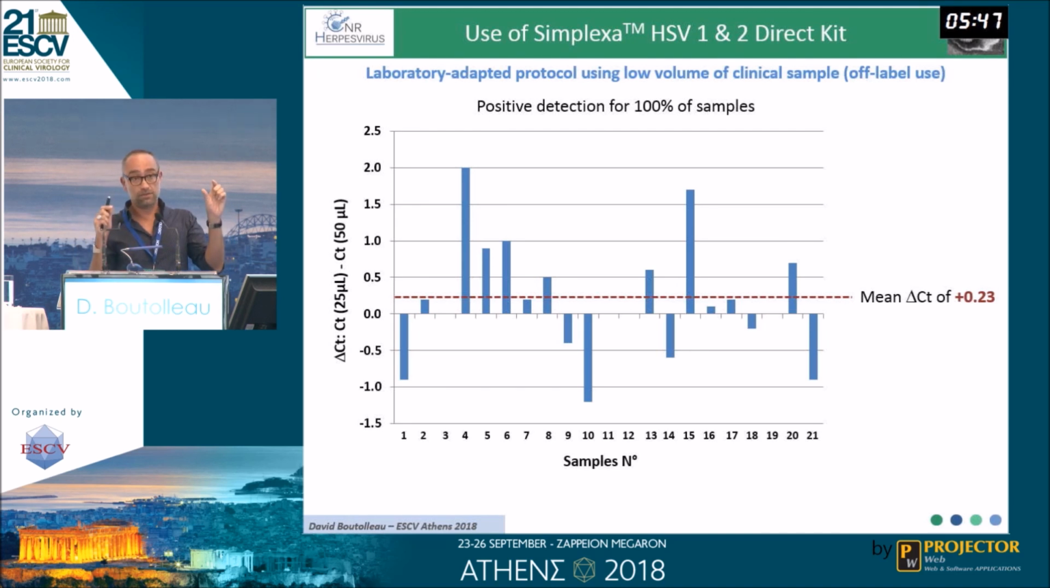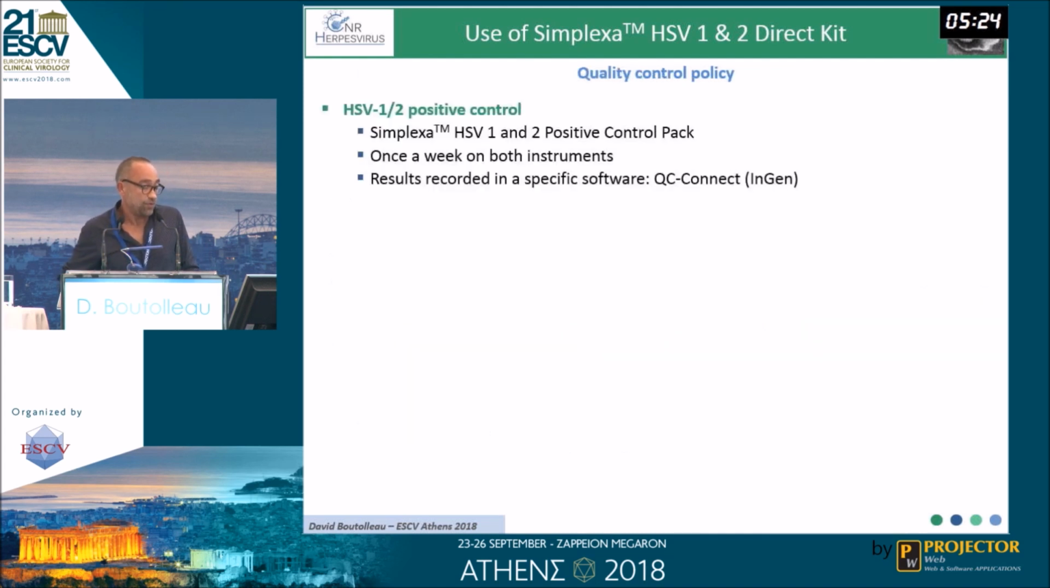In fact, on the MDX, only 10 microliters are required to perform the test. So even if you put only 25 microliters, the 10 required microliters are there to perform the test. And you can see here the median difference of CT values was about 0.23, which is quite good. So we implemented the technique with the 25 microliters.